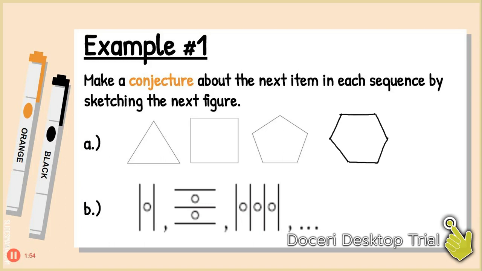On B, you would look at that pattern and you would look at all 3 of those. And you would notice that the first one, we have a set of vertical lines with a circle in the middle. Then those vertical lines become horizontal, and then we have 2 circles. And then they go back to vertical, and we have 3 circles. And so the next one, I would make a conjecture that those lines would go back to horizontal, and instead of 3 circles, I would now have 4 circles. So we're making a conjecture by looking at that pattern.